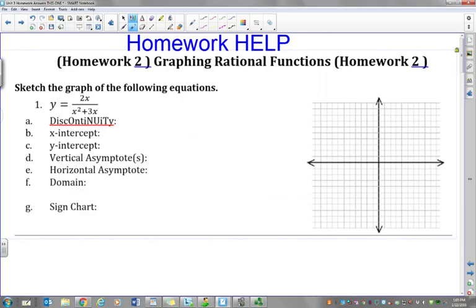Alright, here we go with homework help for homework number 2. So graphing rational functions has lots of steps to it, but if you practice it, which you are all doing, then you'll get good at it, which would be awesome.